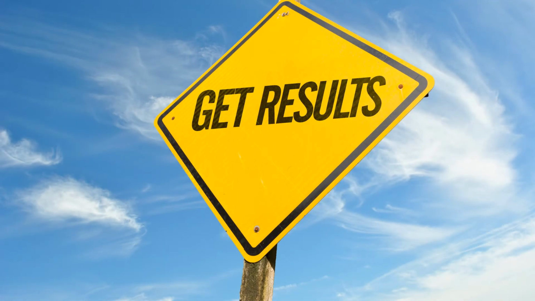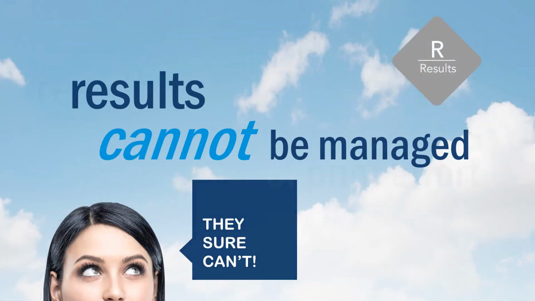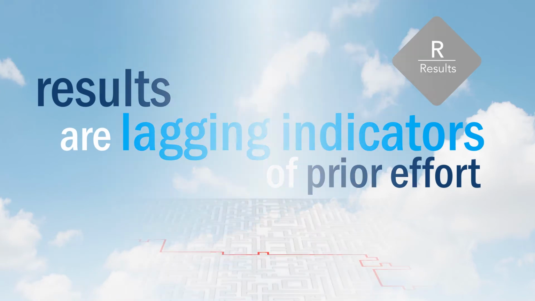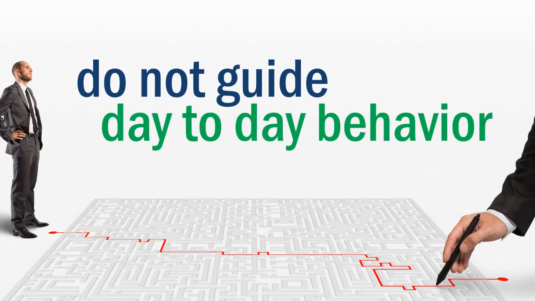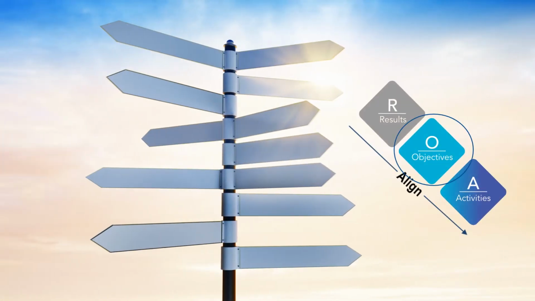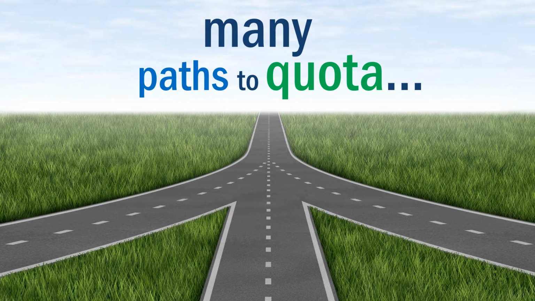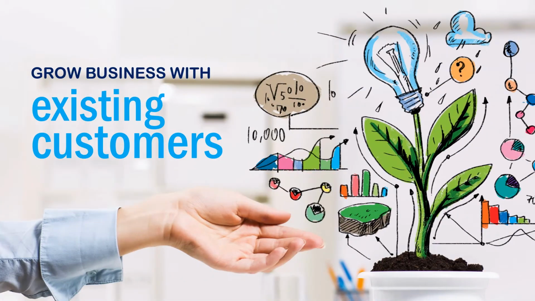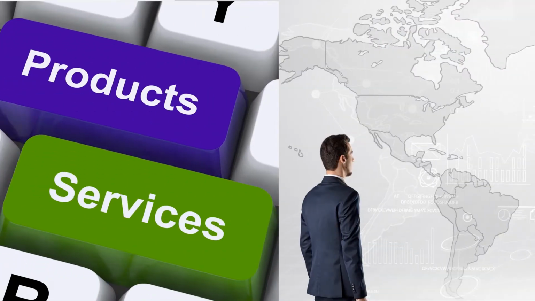Understandably, results get a lot of attention, and they should. Yet, results cannot be managed. They are a lagging indicator of prior effort. For a sales team, results provide valuable information for direction setting and strategy, but they do not guide day-to-day behavior. That brings us to objectives, the O of the ROA framework. If you think about it, you'd realize there are many paths to get to your quota. You can grow business with your existing customers, you can add new customers, you can sell a specific product or service, or target a certain segment of your market or territory, just to name a few.